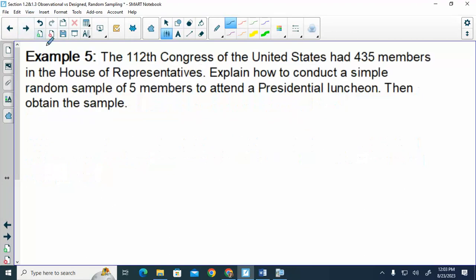Okay. So let's look at this example. The 112th Congress of the United States had 435 members in the House of Representatives. So how could I get a random sample of 5 people? Tell me what I do. Yep. So pick a number, store that as your seed.